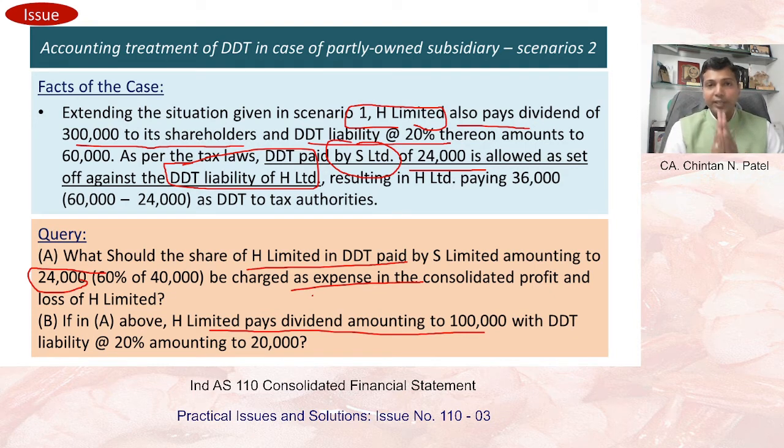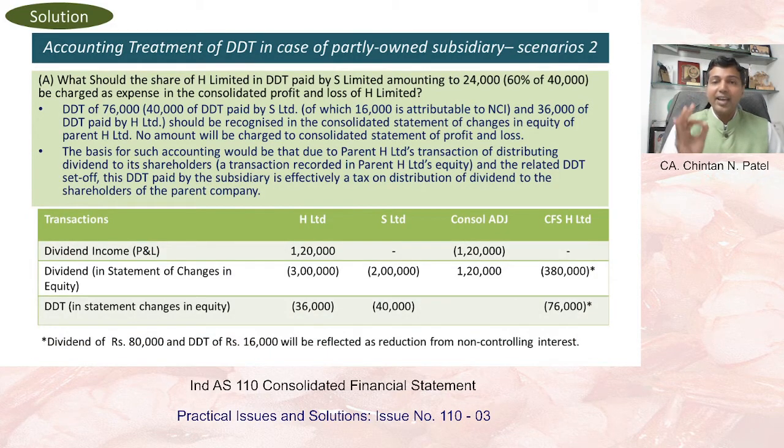So let us look at the first case, where 3 lakh into 20%, 60,000 rupees, is the liability of H Limited. Out of 60,000 rupees, 24,000 rupees DDT is eligible to be offset. So in the earlier case, when we disclosed it as expenditure, now it is no more expenditure, because H Limited is eligible to offset the dividend distribution tax against the liability of H Limited, that is the 60,000 rupees.